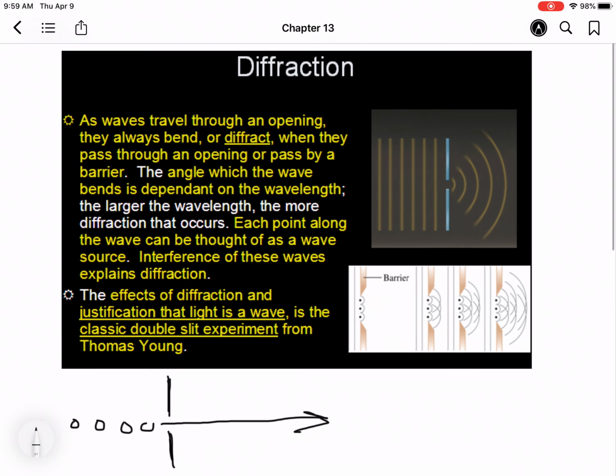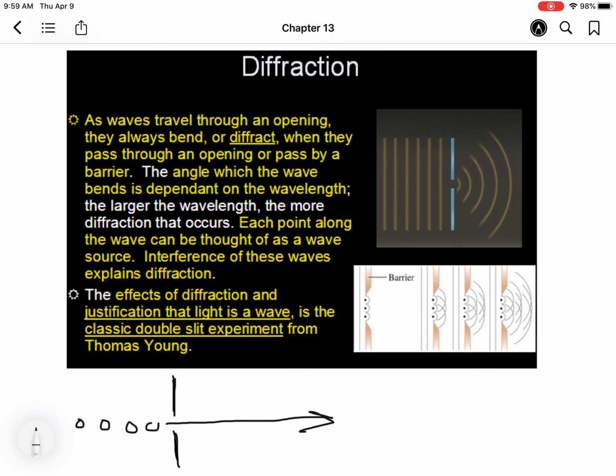But what waves do is they diffract. They basically bend around the opening. And so this proves that light is a wave. This is the main way that Young proved that light is a wave, because when you shine light through a gap, it doesn't just turn into a laser beam. It doesn't turn into a single line. It diffracts. It bends around.